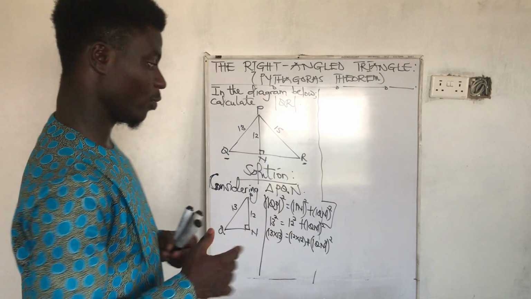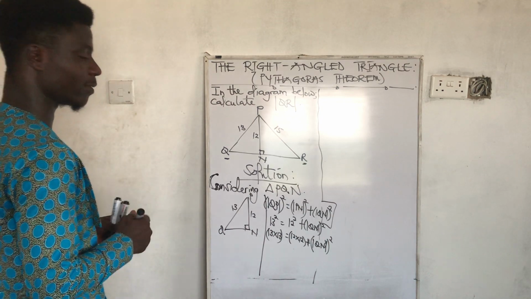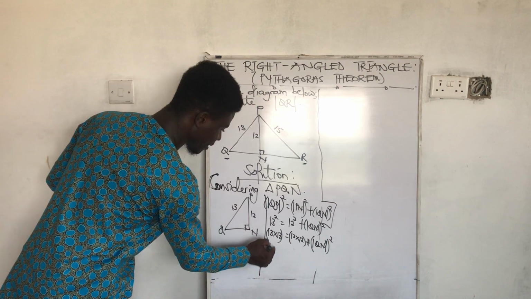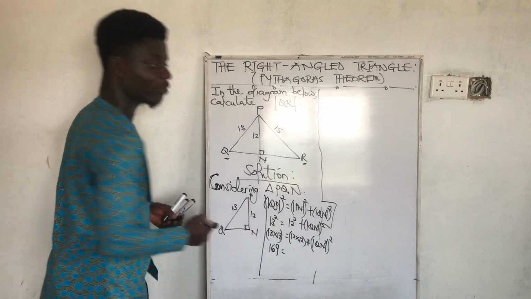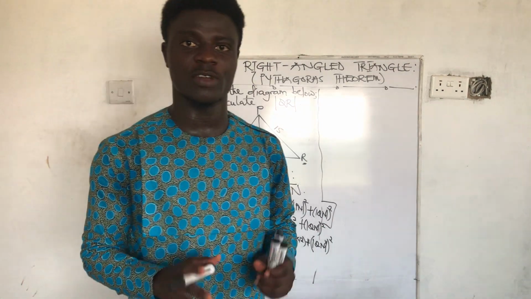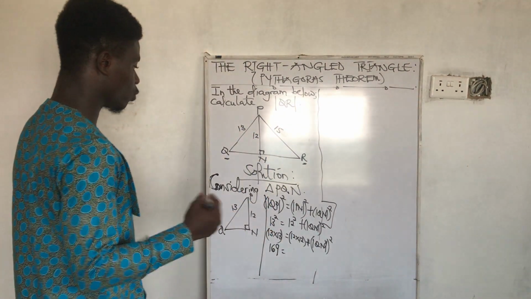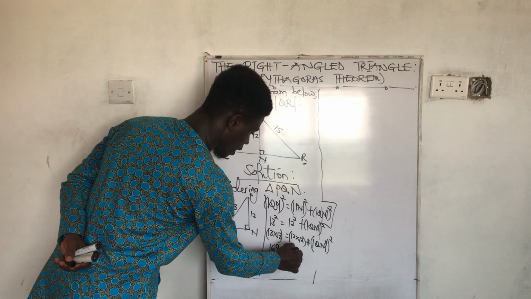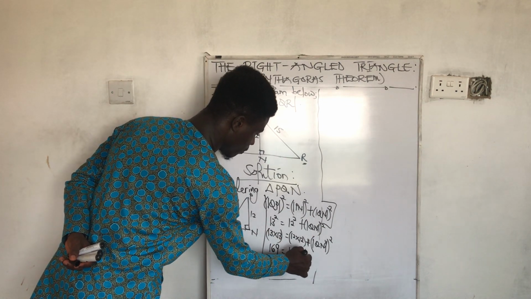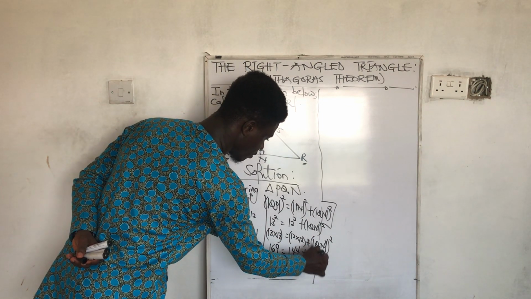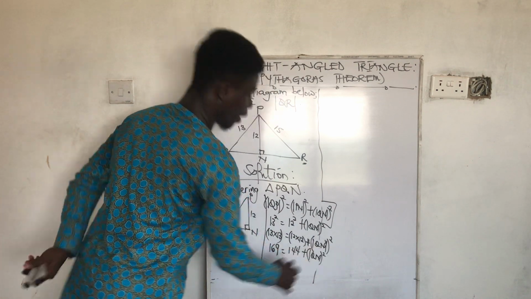Please, you understand what we are doing here? So 13 times 13, which is what? 169. I believe I told you to learn your perfect squares very, very well. Alright, then 12 times 12 is what? 144. Then plus the length of QN all squared.